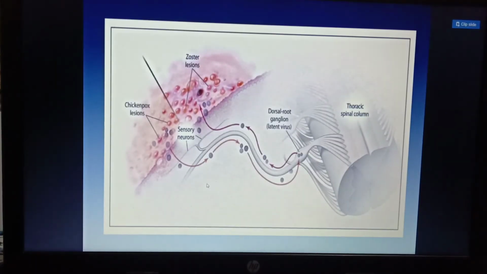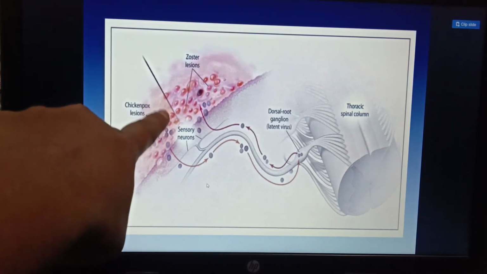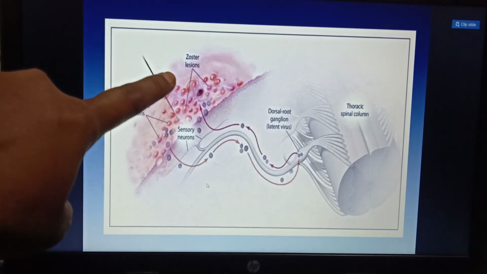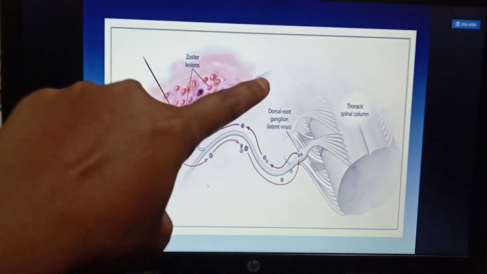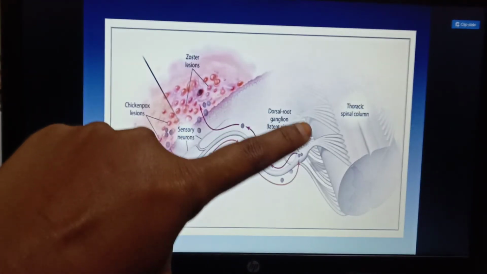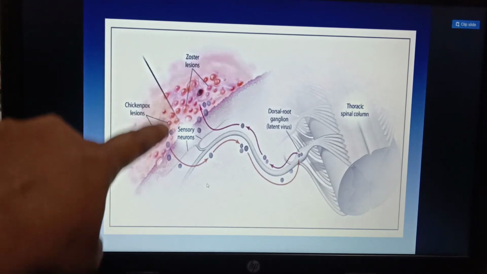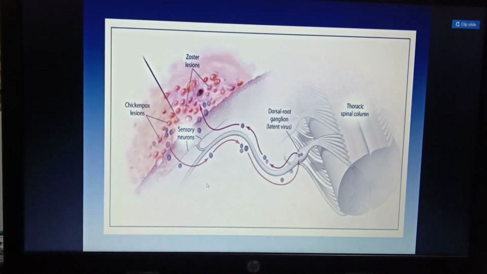I will show you in the picture how the primary infection is caused. Here this is chickenpox. Whenever you have chickenpox, the sensory neuron, these are the zoster lesions, and this is a dorsal root ganglion and the thoracic spinal cord. In the primary infection, chickenpox shows only infection over the bloodstream, and where the zoster occurs, it is transmitted to our dorsal root ganglions and the thoracic spinal column.